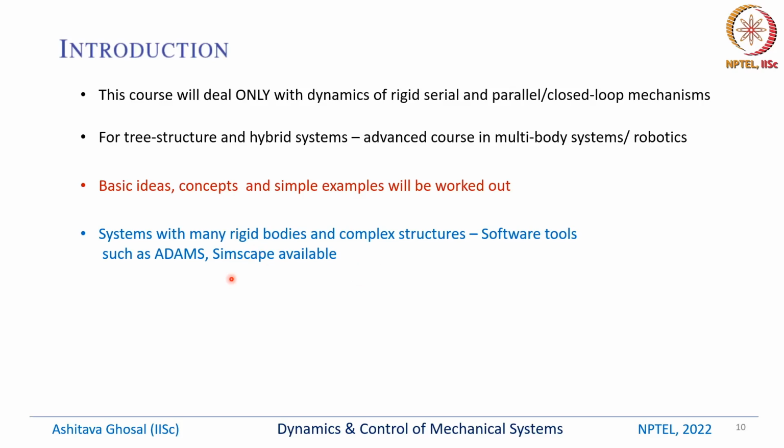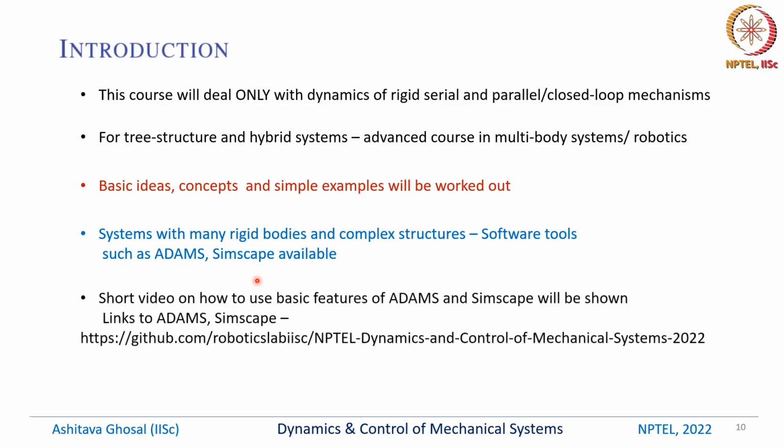What I will show you is that you can use both these software tools to study a set of rigid bodies connected by joints. We can look at their motion, their velocity, acceleration, various things. There are two short videos on how to use the features of Adams and Simscape, and we will give you a link to these videos. These videos will be available to all the students in NPTEL.